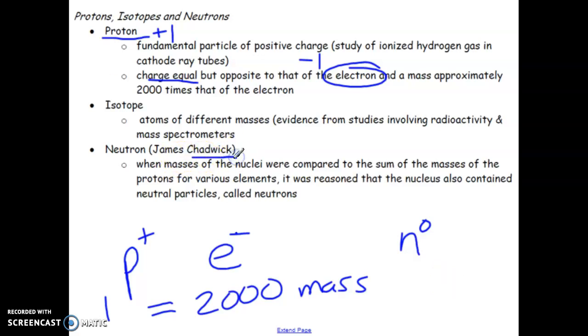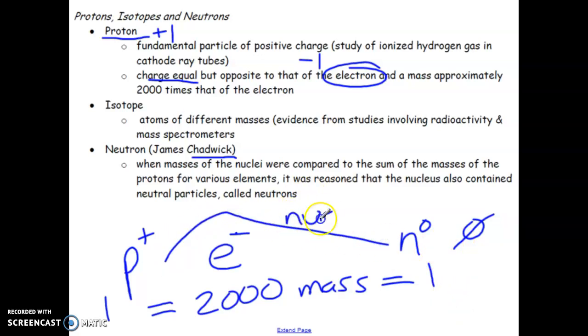So James Chadwick was the person who was able to contribute to the atomic model and discover the fact that there are neutrons. Now, neutrons really don't add anything to the atom itself other than mass. A neutron is the same mass as a proton, but of course it has no charge, a zero charge. So the neutrons are also found in the nucleus. So we have protons and neutrons that are found in the nucleus.